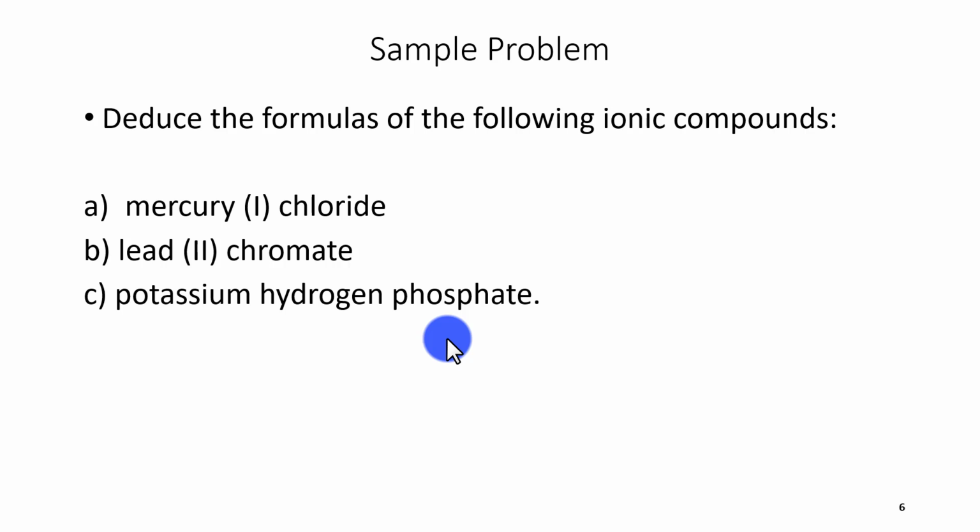Here's another sample problem. Now, it's the opposite here. We write the formulas from the name. So we have mercury(I) chloride, lead(II) chromate, potassium hydrogen phosphate. This hydrogen phosphate is actually a polyatomic ion. Remember what these stand for?